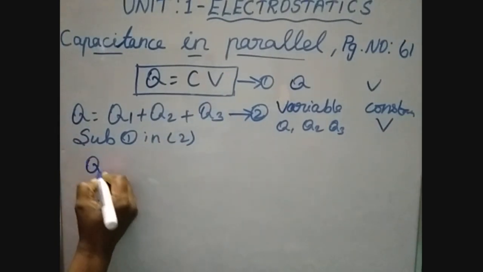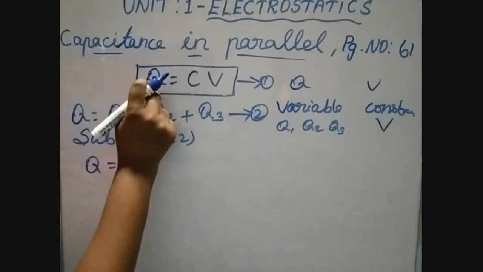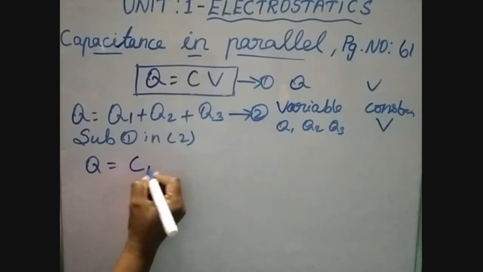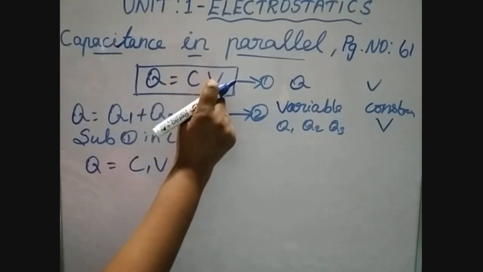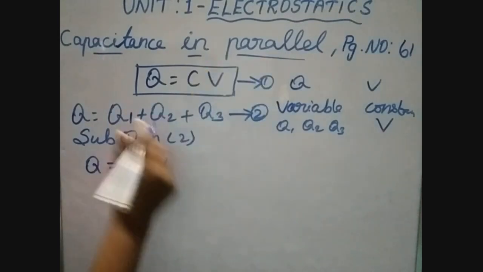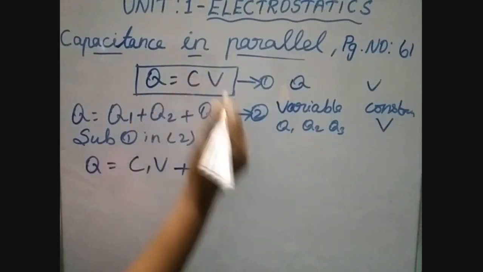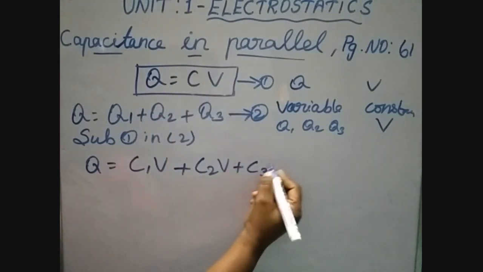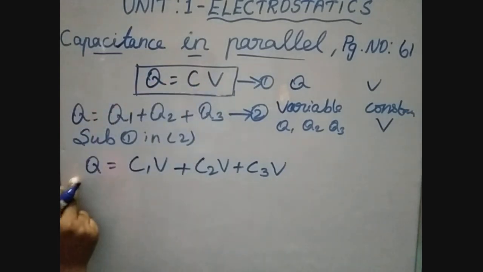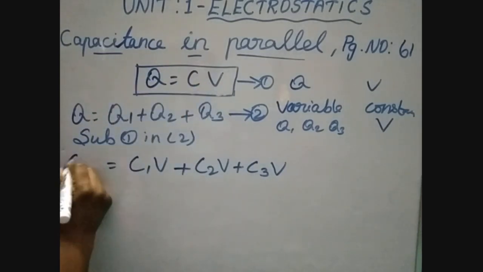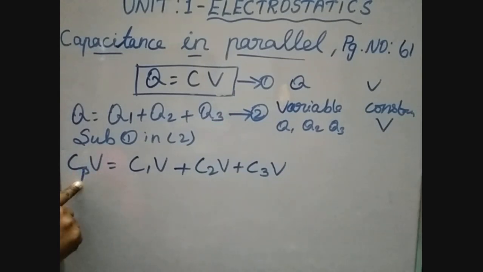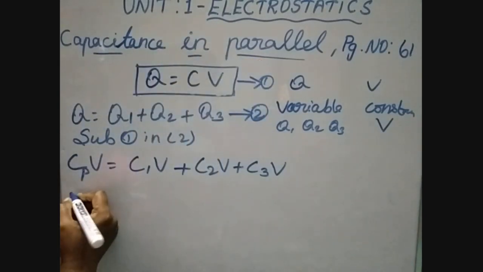Q is equal to, instead of Q1, substitute this value. So Q1 is equal to C1 into V. Here C is the variable, but V is a constant. Plus, instead of Q2, C2 V, plus instead of Q3, C3 V. Q is equal to CV, so instead of this Q, C into V, but here instead of C I am putting P. Here P denotes parallel. What is CP? Capacitance in parallel.